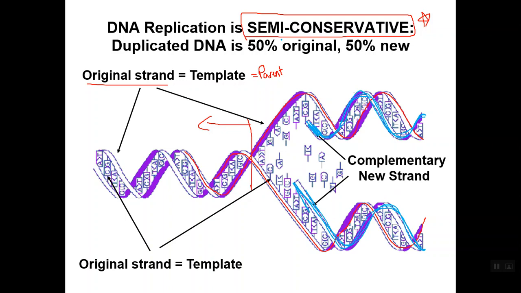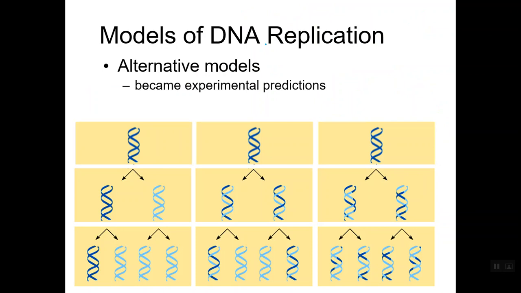Right? So originally, your DNA was completely red in this case. And here, half of it's now red and half of it's now blue. This is why we call it semi, right? Because semi means half. And conserve means to keep. So we've kept half of the original DNA. If you look at this new DNA molecule, half of it is from the original parent strand, the original strand, and the other half is this blue strand, the complementary strand. This is why we call DNA replication semi-conservative.